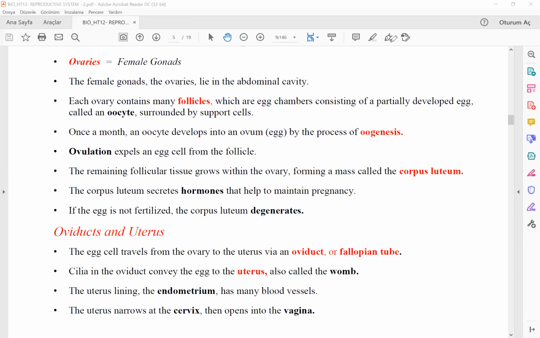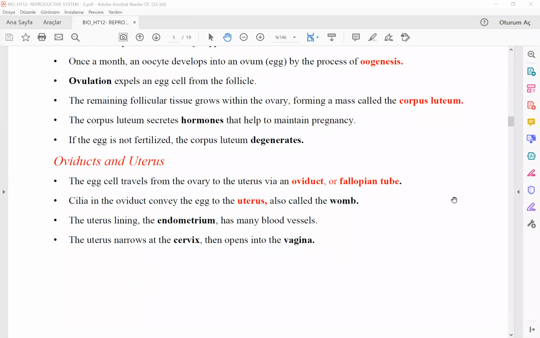And after expulsion of this oocyte from the follicle, the remaining follicular tissue forms a mass, and this yellow mass is called corpus luteum. Corpus luteum secretes some hormones and helps to maintain pregnancy. If the egg is not fertilized, corpus luteum degenerates and gets smaller and smaller, and the amount of hormone is going to decrease and menstruation periods start.